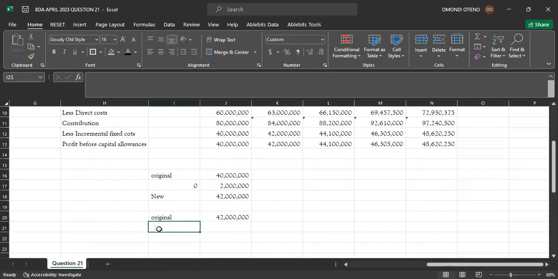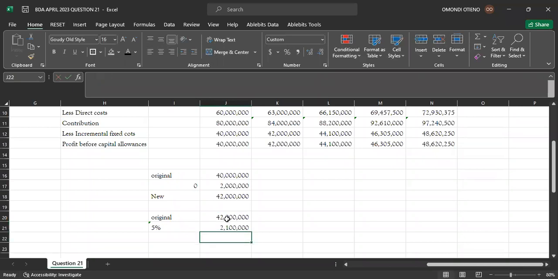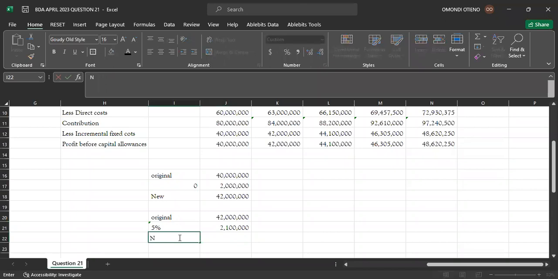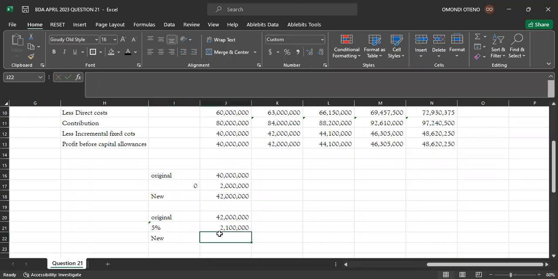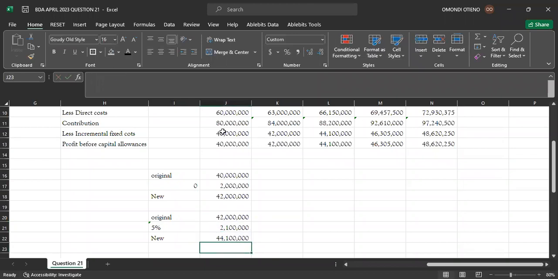Again, increasing it by what percent? We are increasing it by 5%. So I will have my 5% multiplied by the original. What is the increase? 2,100. So my new fixed cost will be the summation of the two. What am I getting? 44,100. That is the trend that is going here. That's the trend that we are applying to get to this particular point.